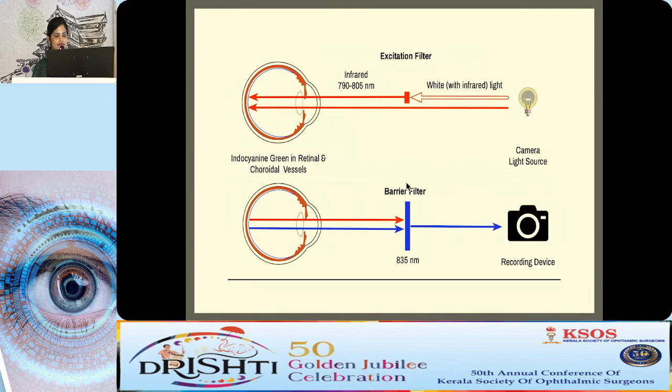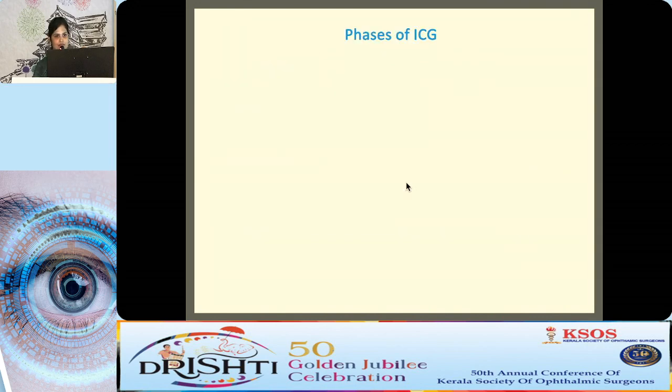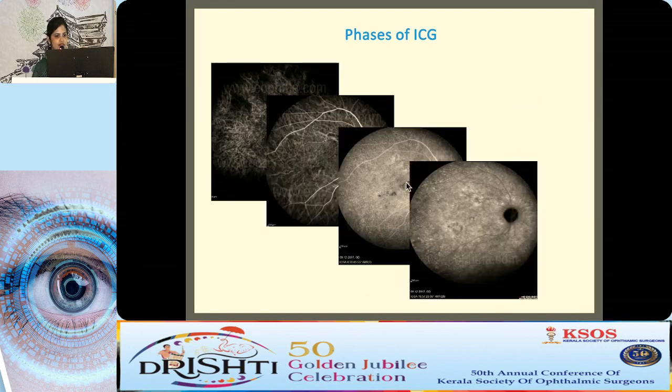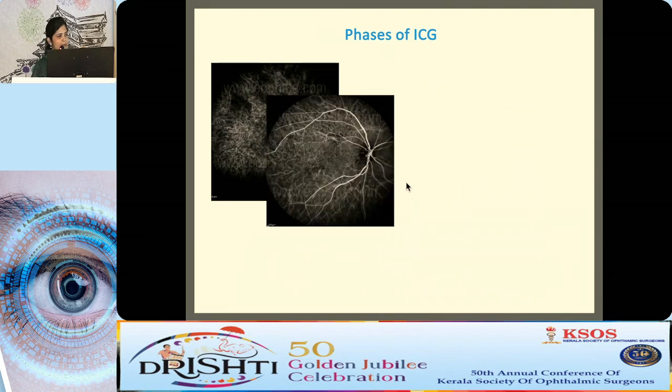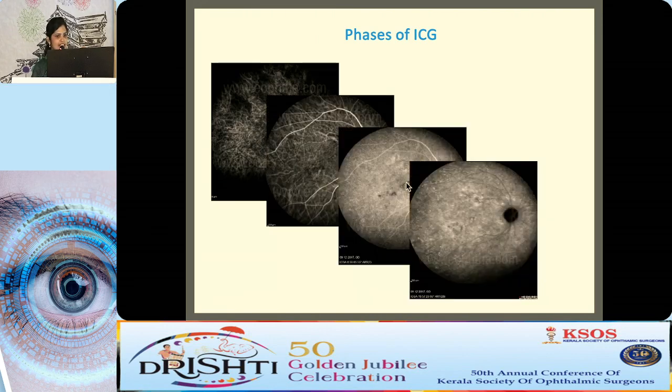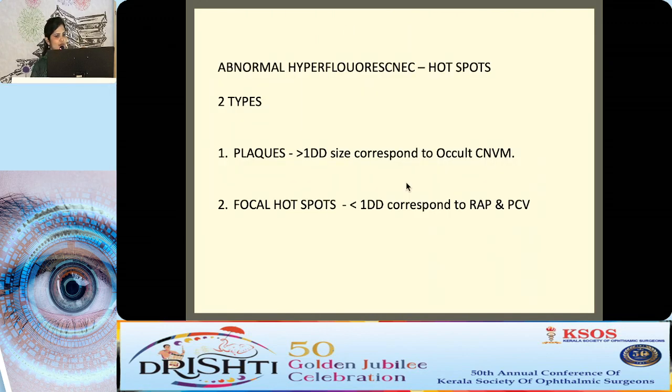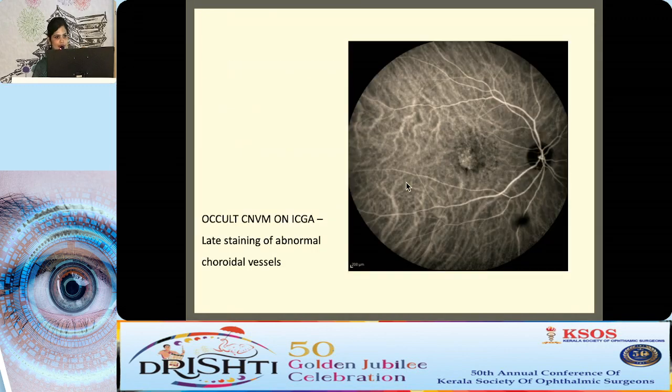So this is the basic principle of ICG. Phases of ICG include early phase, mid phase, late phase, and the elimination phase. Abnormal hyperfluorescence areas are called hotspots. There are two types. One is plaque, which has more than 1 disc diameter size and corresponds to occult CNVMs, and focal hotspots less than 1 disc diameter correspond to RAP and PCV.